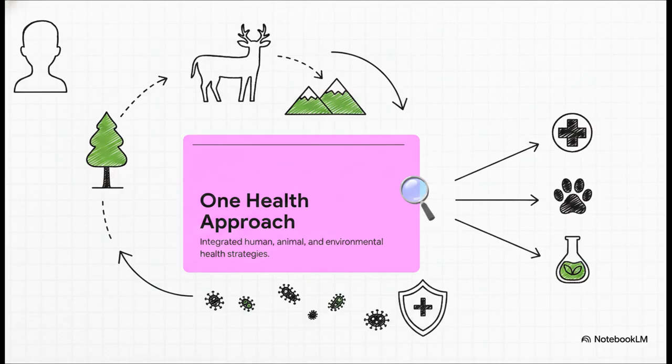We finally realized that we can't just treat humans in isolation anymore. To truly prevent and control these diseases, we have to treat the whole interconnected ecosystem at the same time. Medical, veterinary, and environmental sciences literally have to work together as a team.